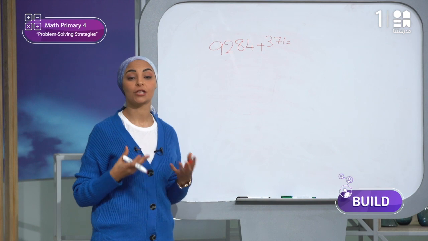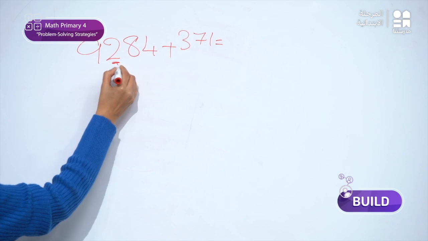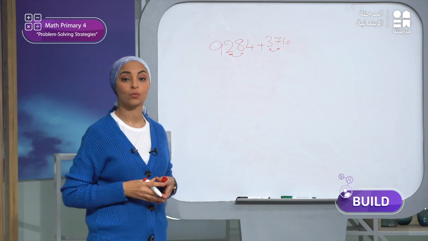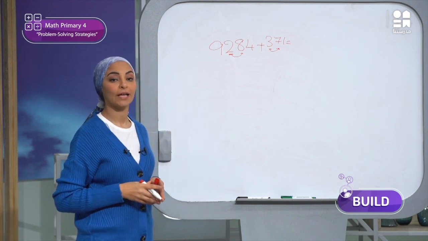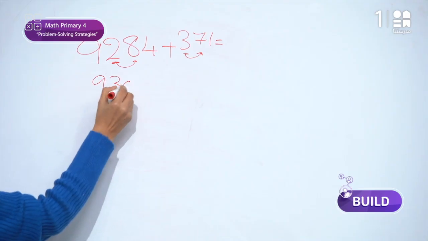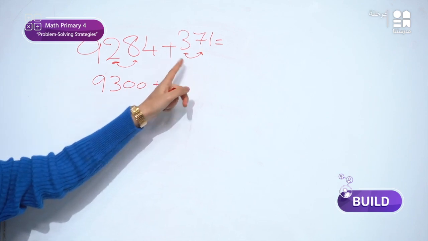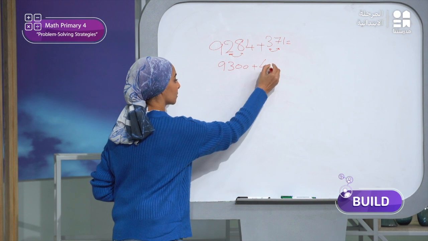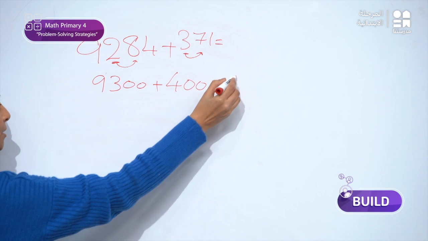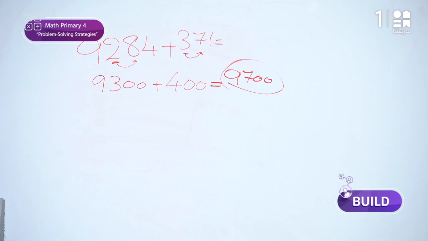Now, if we round each number to the nearest 100, I will circle the 100 and look at the next digit, like you see here. Then I will round each one to the nearest 100. 9284 rounds to 9300. When I round 371 to the nearest 100, the answer will be 400, right? So, if I add these two numbers, the answer will be 9700, and this is my estimated answer.